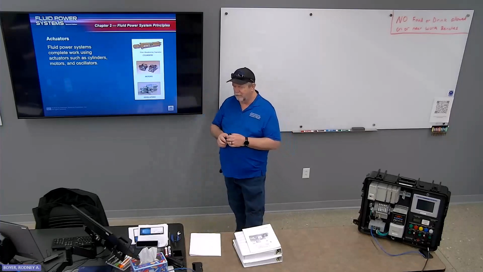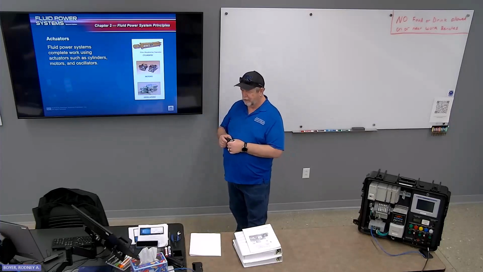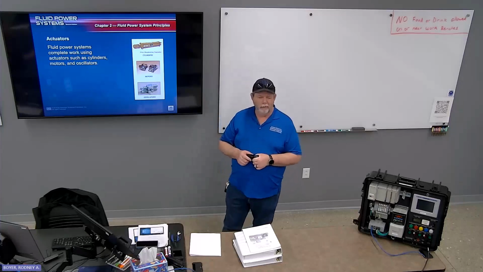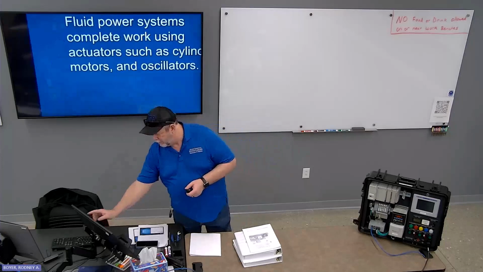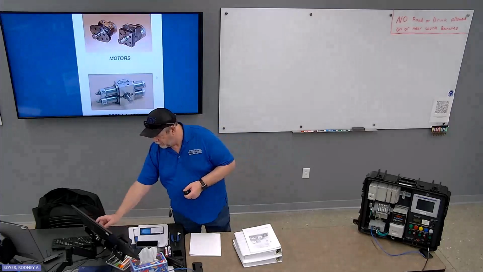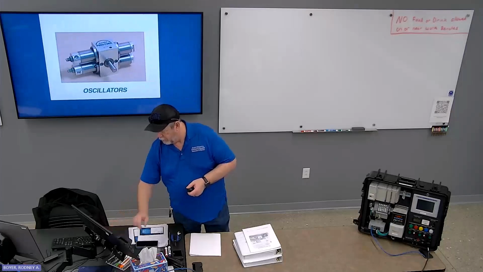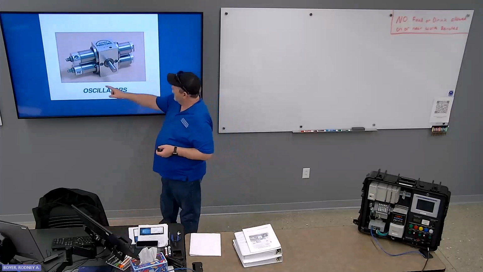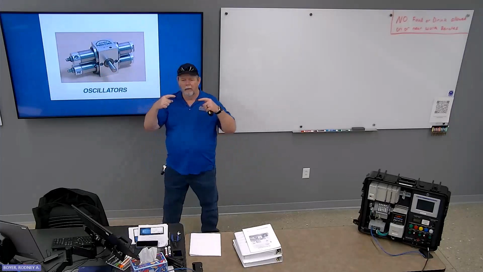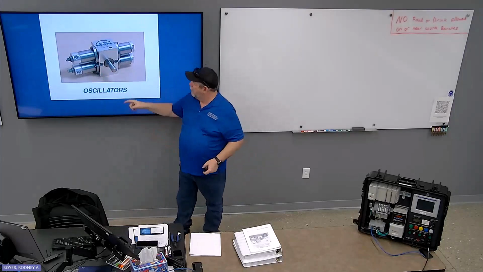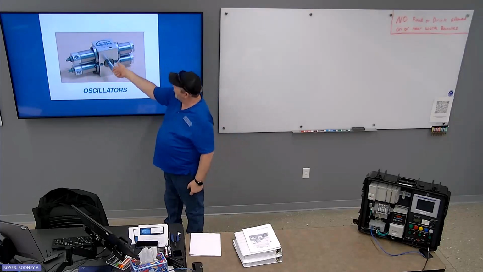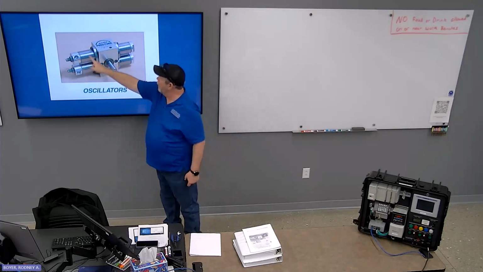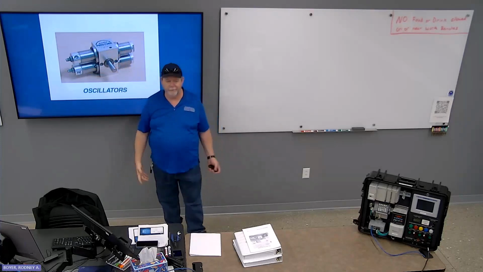Actuators. Fluid power systems complete work using actuators such as cylinders, motors, and oscillators. An oscillator is nothing more than a couple of cylinders that are opposed to each other. When you apply air to this one, it's going to push, there's a rack and pinion system in there. Apply air to this one, it's going to push that piston that way, it's going to rotate the shaft in that direction. Whatever here is going to push in the other direction, it's going to turn the opposite way.